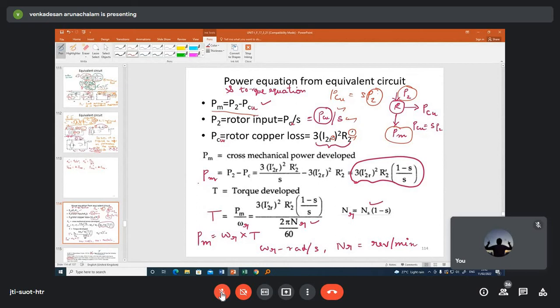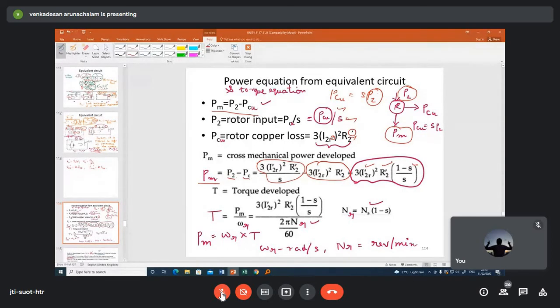So PM is nothing but P2, that is P copper loss by S, minus P copper loss. If you simplify, you will get 3 I squared R2 into (1 minus S) by S. This is the power output from the rotor in terms of equivalent circuit parameters. Equivalent circuit parameters are nothing but rotor resistance, rotor current, and slip.